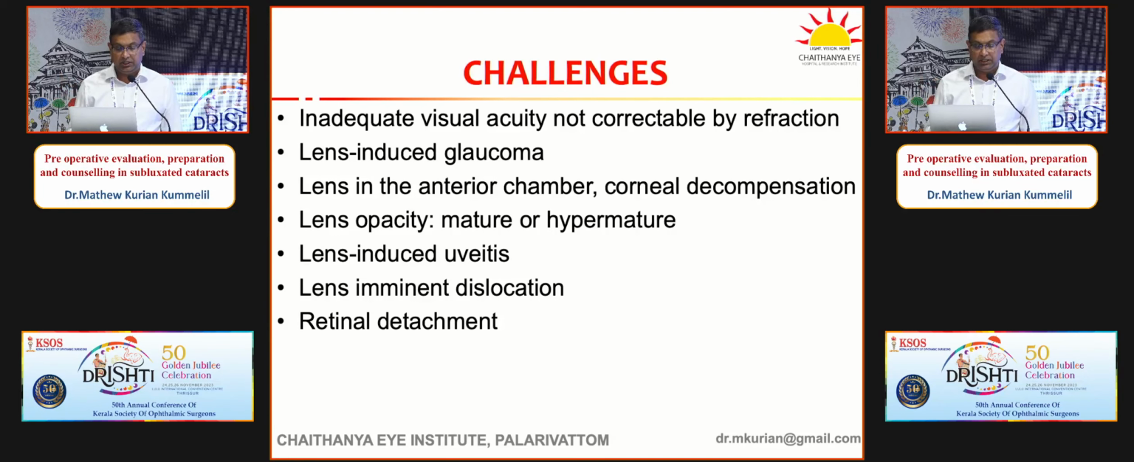That may be one indicator. There can be lens-induced glaucoma if the lens is in the anterior chamber, possibility of decompensation. Sometimes in the mesopic conditions, the lens will come forward, and when the patient lies back, it goes back. So we need to be careful about that. The lens itself can be mature or hypermature, and flattening the anterior capsule is not possible in these kind of compromised zonules. Lens-induced uveitis may be present, imminently dislocating into the posterior segment.